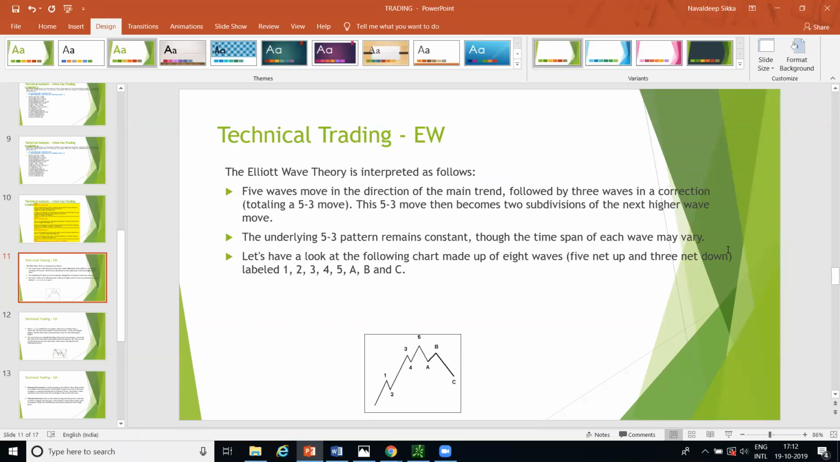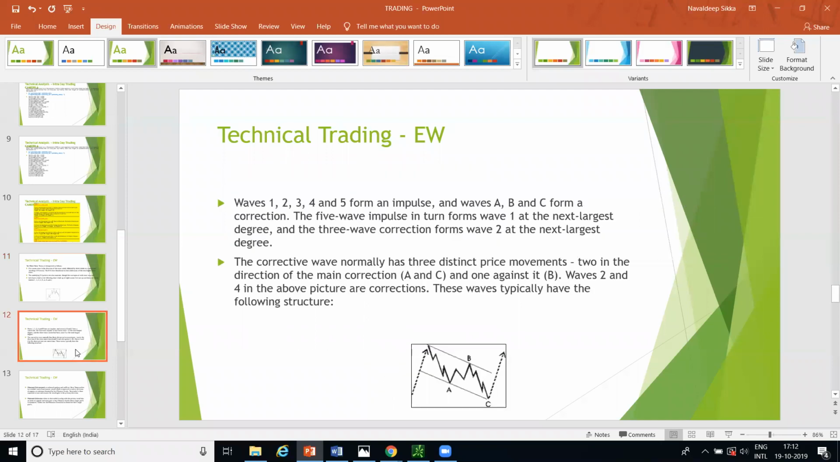5 net up and 3 net down. This is an Elliott wave. This is a basic principle of an Elliott wave. So waves 1, 2, 3 form an impulse. Wave 3 are from correction.